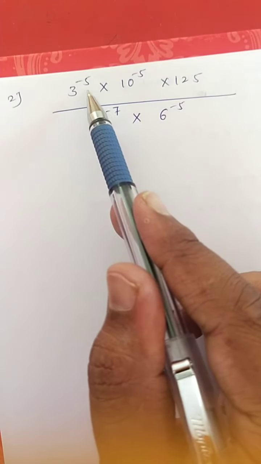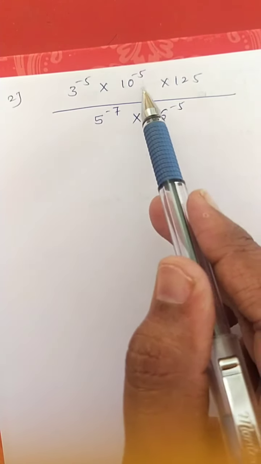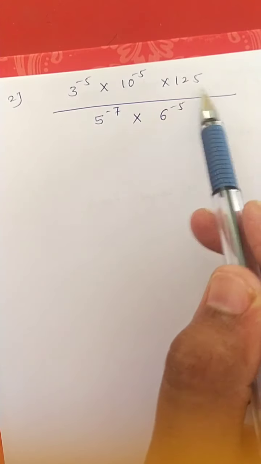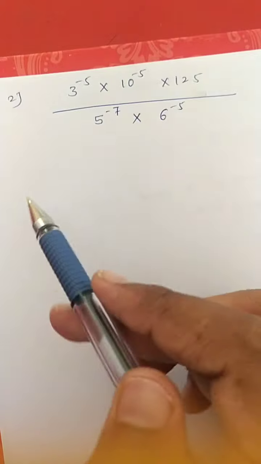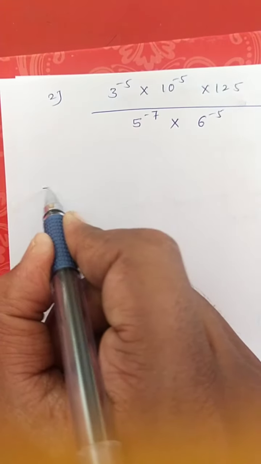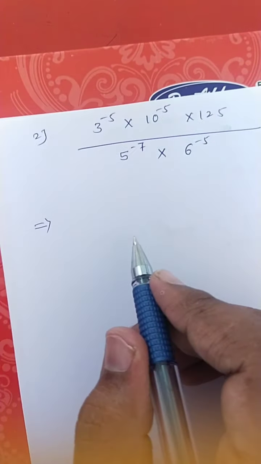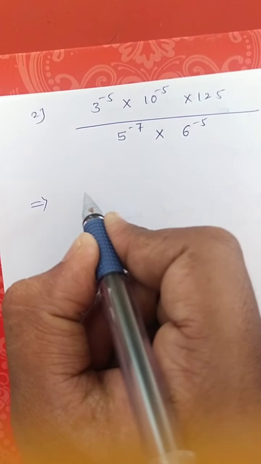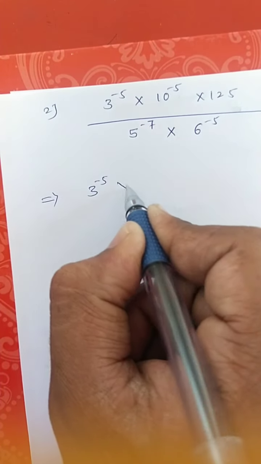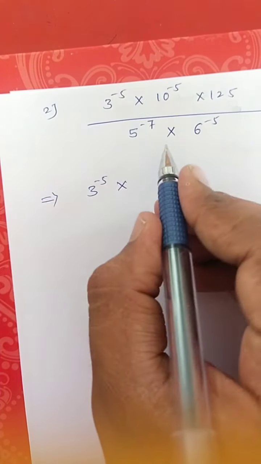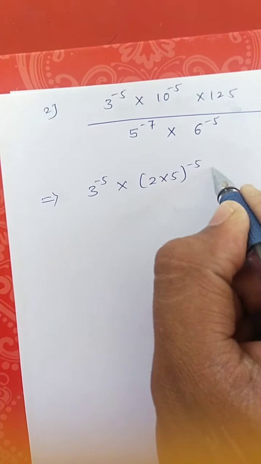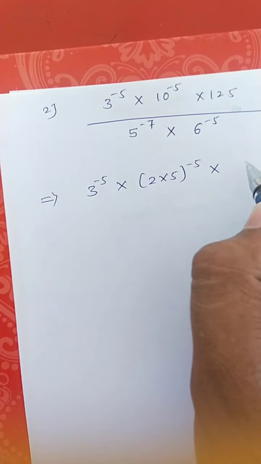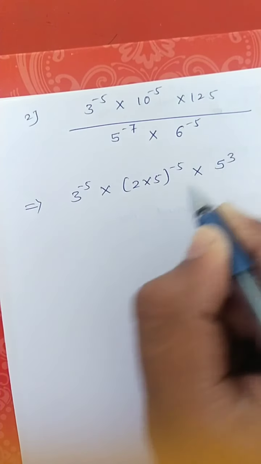So see here, 3 raised to minus 5 into 10 raised to minus 5 into 125 whole divided by 5 raised to minus 7 into 6 raised to minus 5. First convert this. This is 3 raised to minus 5 as it is, into 10 raised to minus 5, you can write as 2 into 5 whole raised to minus 5, into, for 125 you can write 5 raised to 3.